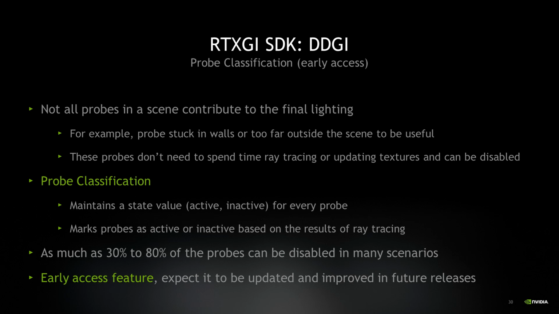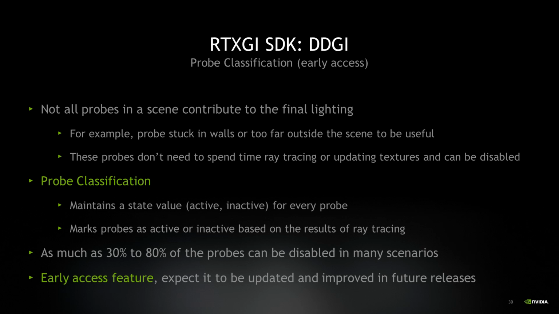The second feature is probe classification. With a regular or semi-regular grid of probes, not all probes in a scene are going to contribute to the final lit result. Common examples are probes that are stuck in geometry, like walls, or probes that end up too far outside the interesting parts of a scene to be useful. A clear optimization opportunity is to not spend time ray tracing or updating textures for these probes.